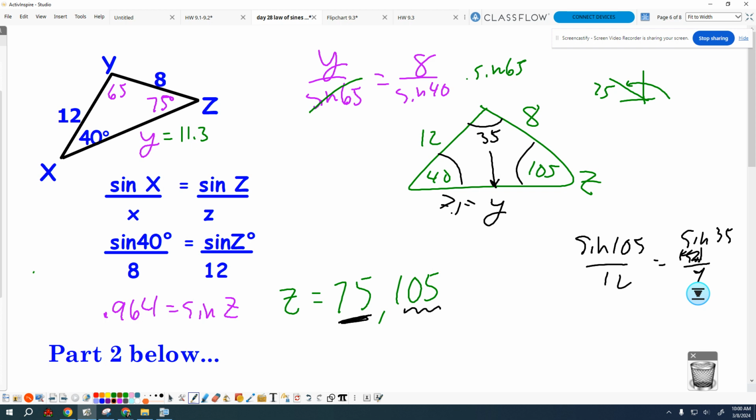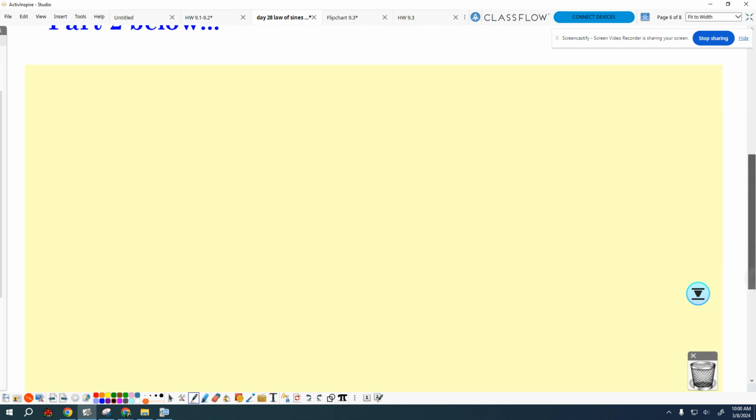Question: you use sine of 105, what if I use sine of 40? Can I still get the same answer? Yeah, as long as you use this angle of 35. Sine of 40 over 8 equals sine of 35 over y. Yes, that's the same triangle. I'm just so confused why you made a whole second triangle.